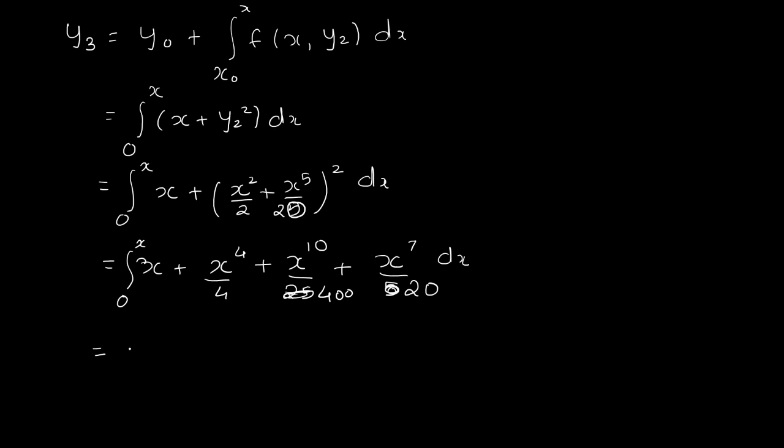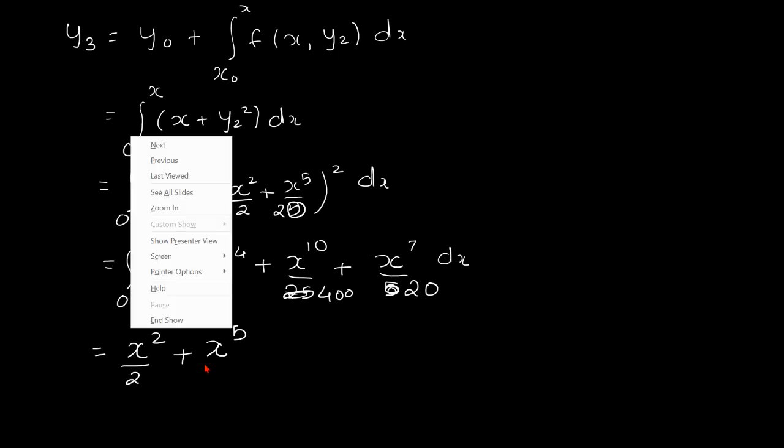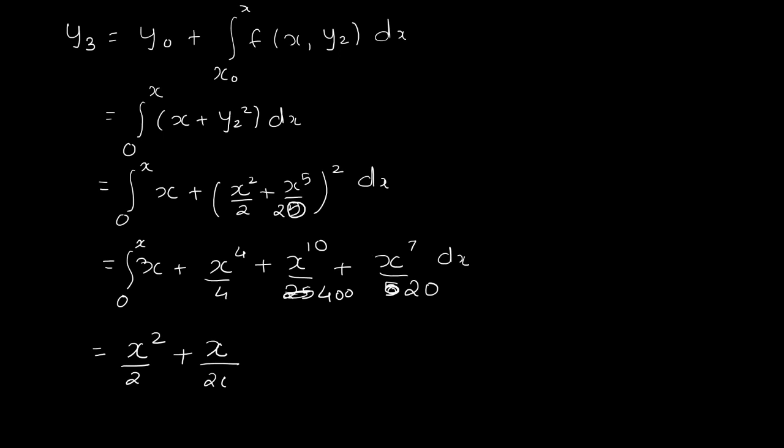Now if we just integrate, it will be x square by 2 plus x raised to 5 upon 20 plus x raised to 11 upon 11 into 400, that will come to 4400, plus x raised to 8 upon 8 into 20, that is 160. This is my y3. So with this our third iteration is over.